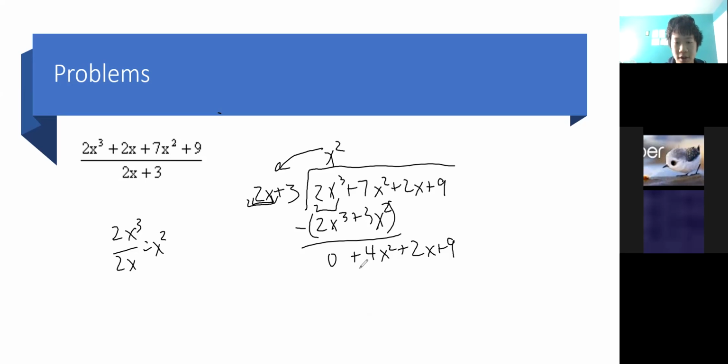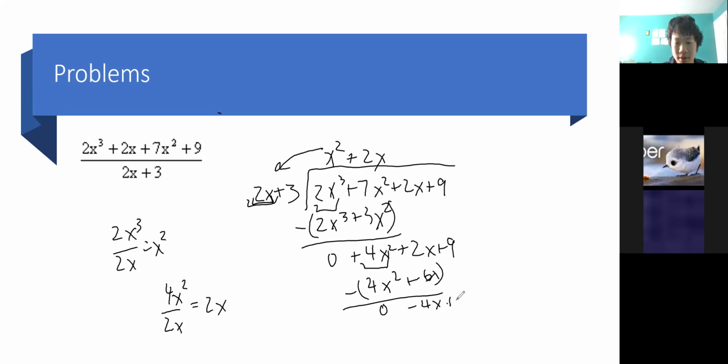How many 2x's fit into 4x squared? That's basically asking, if we do this, what do we get? 2x. Now we multiply again, and we put it down below to be subtracted. So what we have is 4x squared plus 6x. We subtract that. 0 minus 4x is 9.